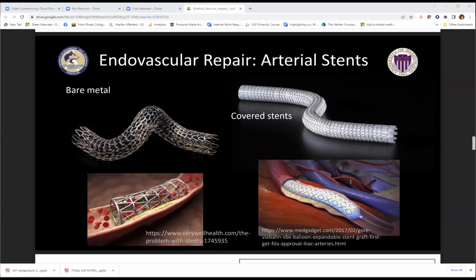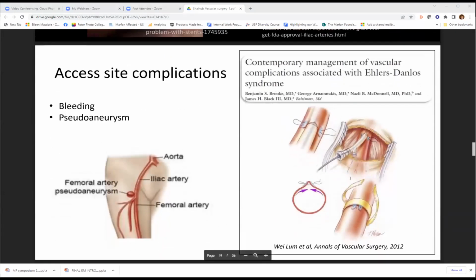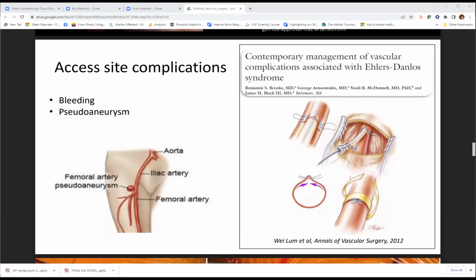The next slide, please. And this is just a comment on access sites, because as I said, you go through the femoral artery when we do these. And so we have to be careful with the way we close the femoral artery so that we don't have pseudoaneurysms afterwards. My impression is that in people with vascular EDS, my preference is that we perform an open exposure if we're using what we call large sheaths.